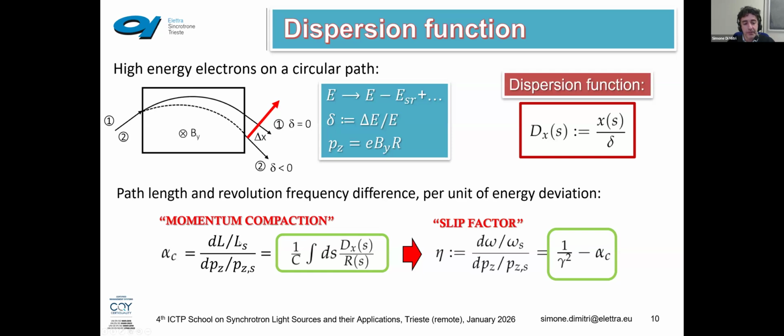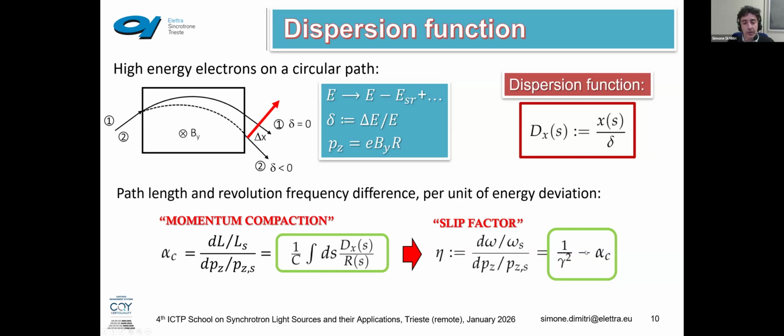Now, this path length difference can be generalized to some time difference in arrival time at the exit of the dipole magnet, and we call this quantity the slip factor, which is somehow proportional, almost identical, to the momentum compaction, but with some low energy machines also perturbed by this 1 over gamma squared term. For very high energy, this term can be neglected because gamma is very large, and you basically end up with the same quantity in absolute value.